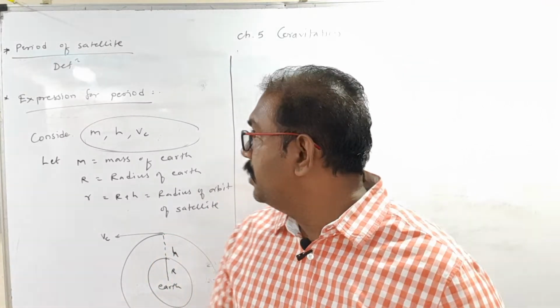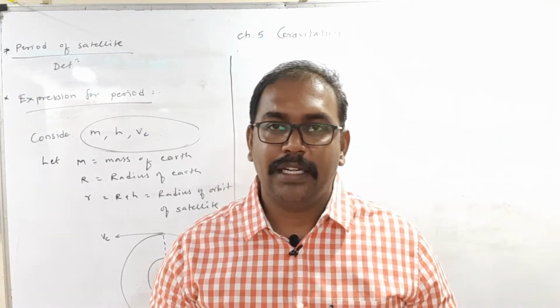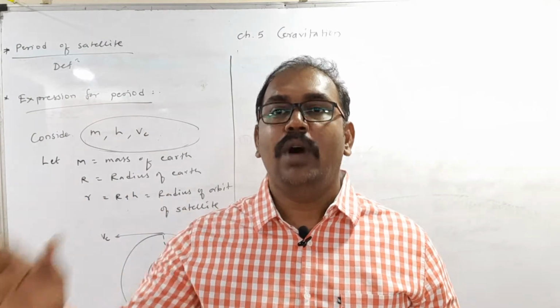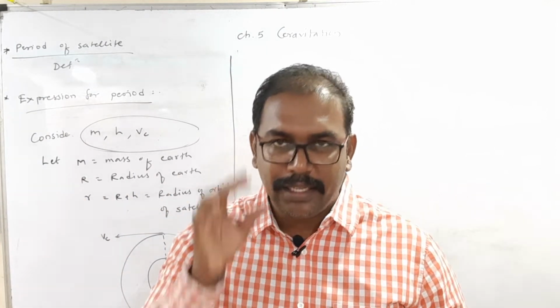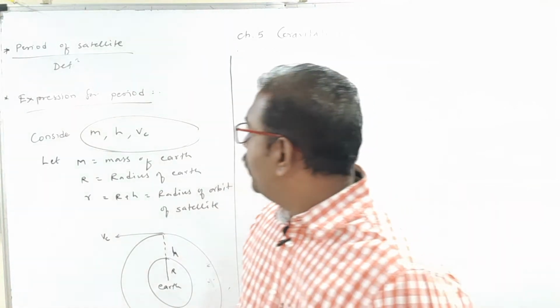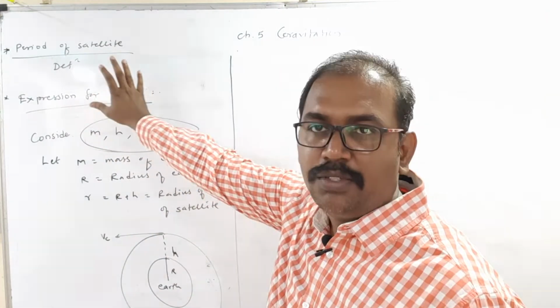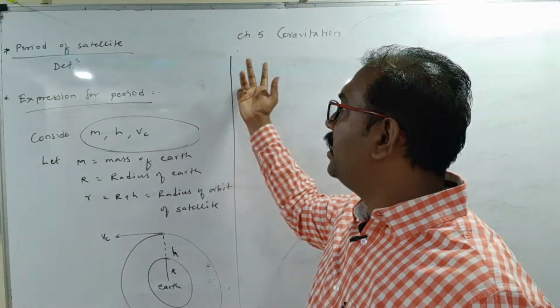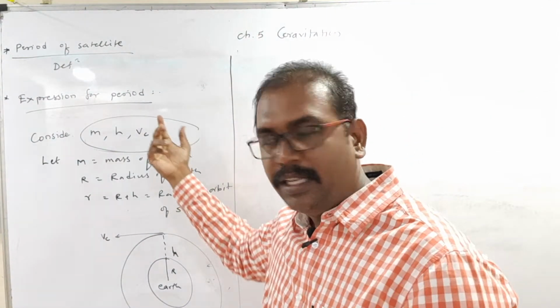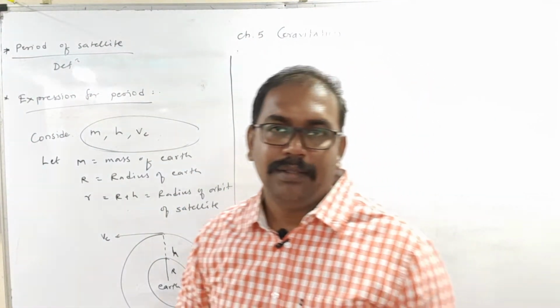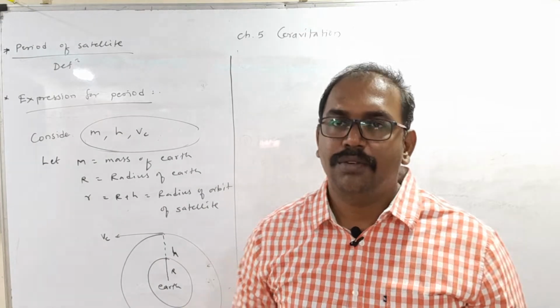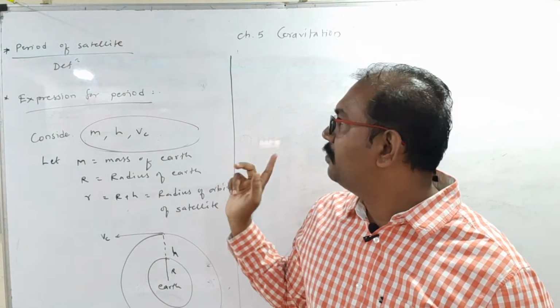Period of satellite means the time taken by a satellite to complete one revolution around the earth. I hope everyone understood. If the question is asked, what is the period of revolution of a satellite, then the time taken by the satellite to complete one revolution around the earth is called the period of the satellite.